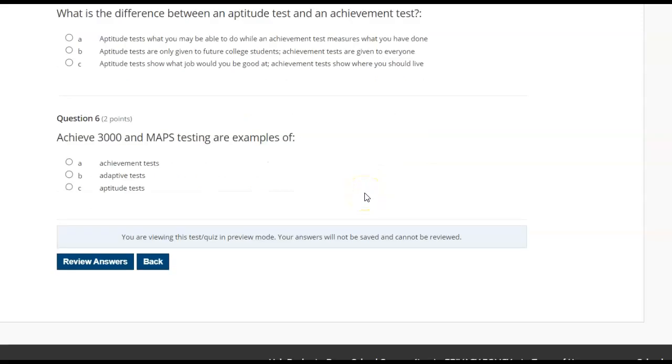Achieve 3000 and MAPS testing are examples of A. Achievement test, B. Adaptive test, C. Aptitude test.